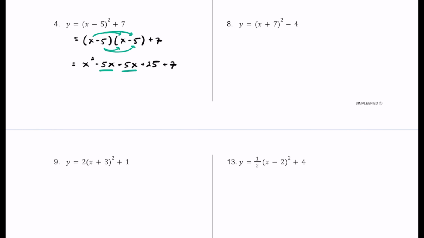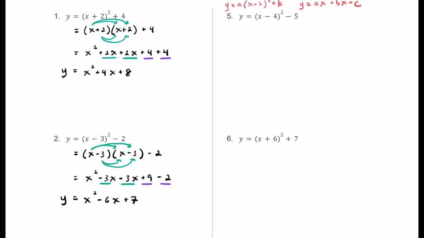The negative 5x terms can be combined with each other, and 25 plus 7 can be combined as well. So we're going to get x squared, negative 5x combined to make negative 10x, and then 25 plus 7 is going to be positive 32. So that's our standard form equation, where a is 1, b is negative 10, and c is 32. Let's check out number 5.